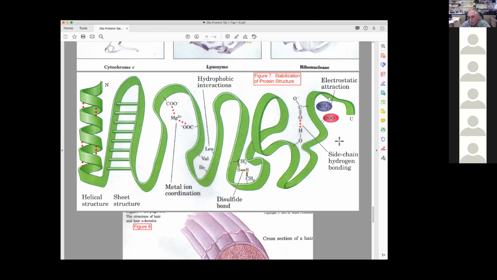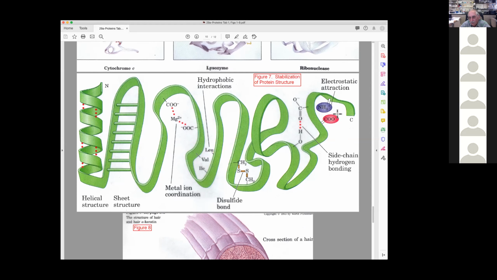So could the pH have an effect upon the structure of a protein? Absolutely. If I were to protonate this with low pH, then I don't have this ionic attraction anymore. Or it's much weaker, I should say.